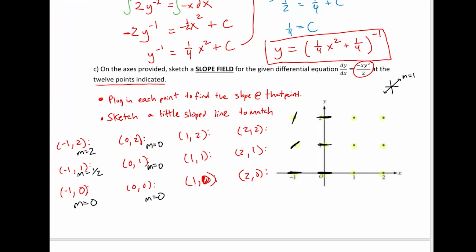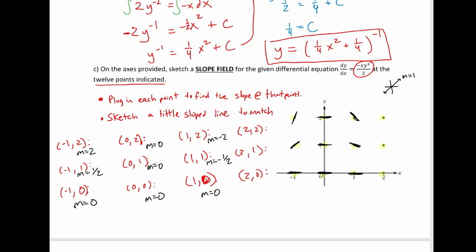At 1, 2, it's going to be -1 times 4 is -4. Divided by 2 is -2. If we plug in 1, 1, that's going to be -1 times 1 is -1. So -1 divided by 2 is -1/2. And we're seeing a little bit of symmetry starting to pop up here. If we plug in 1, 0, we're going to get 0 over 2. So that's just going to be 0.